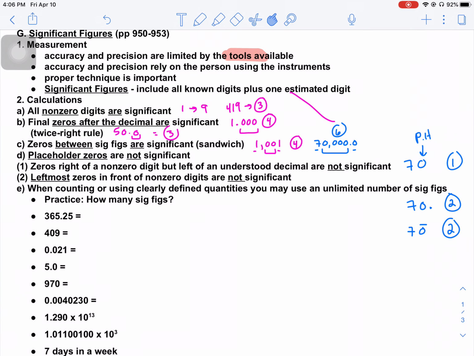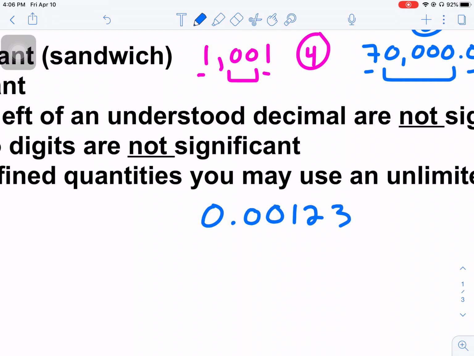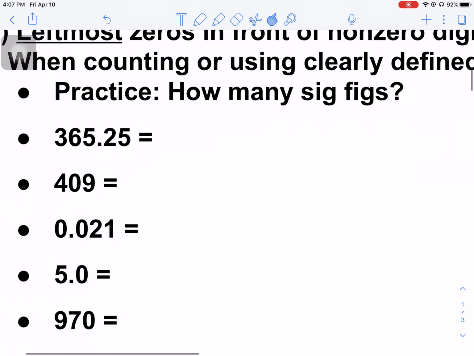Leftmost zeros in front of non-zero digits are also not significant. So what does that mean? Let's say we're dealing with a really small number, like 0.00123. So these are leftmost zeros. These are simply placeholders. So the 1, 2, and 3, all non-zero digits, are significant. So that number, 0.00123, would have three significant figures.